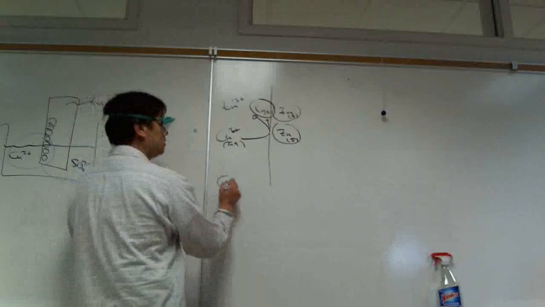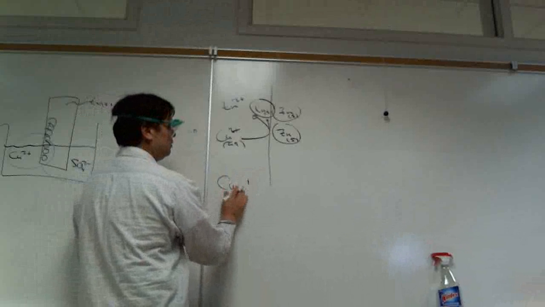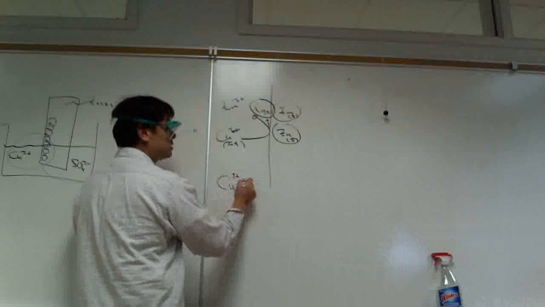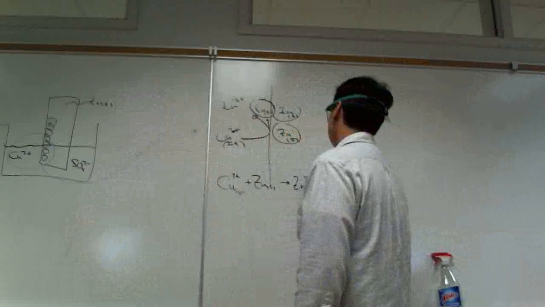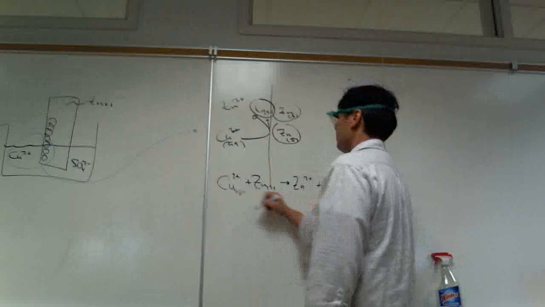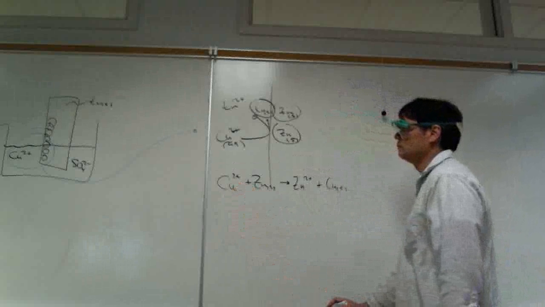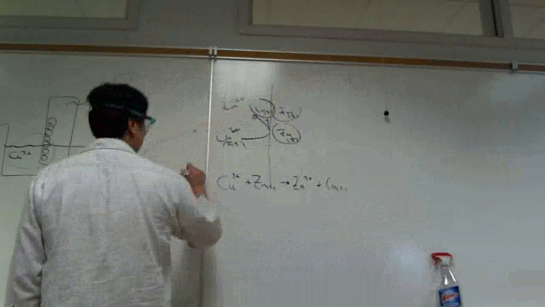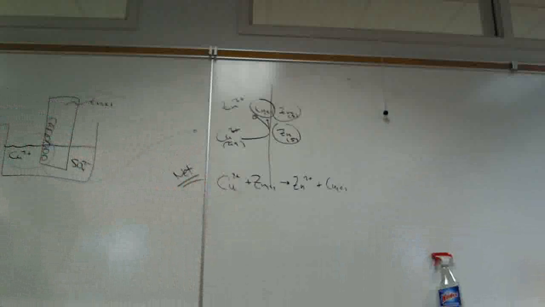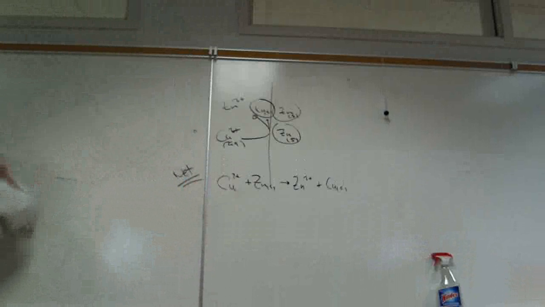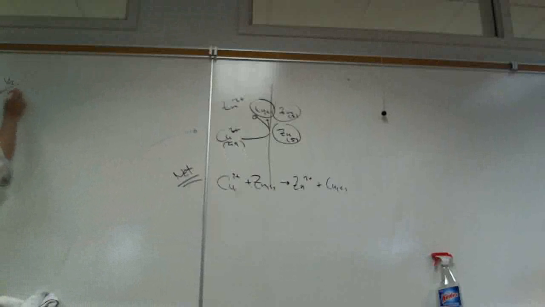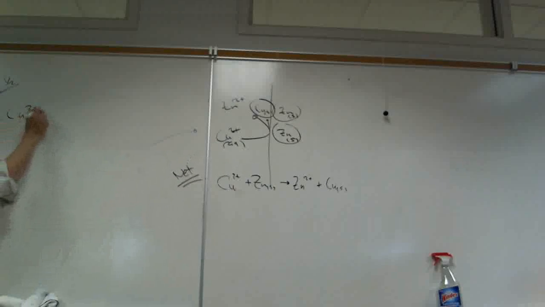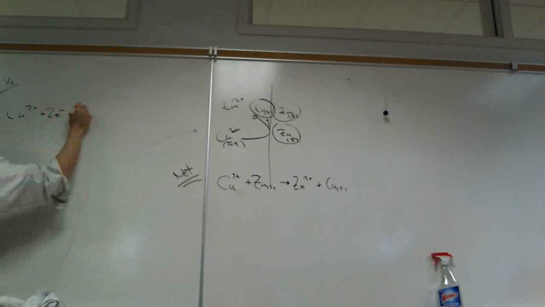And so the net reaction here is copper 2 plus aqueous plus zinc solid yields zinc 2 plus plus copper solid. That's the reaction that's occurring here. This is called the net redox reaction. The net redox reaction can be split up into half reactions. One of the half reactions is called the reduction half reaction. If we look at the reduction half reaction, copper 2 plus is reduced by gaining 2 electrons to form copper solid.